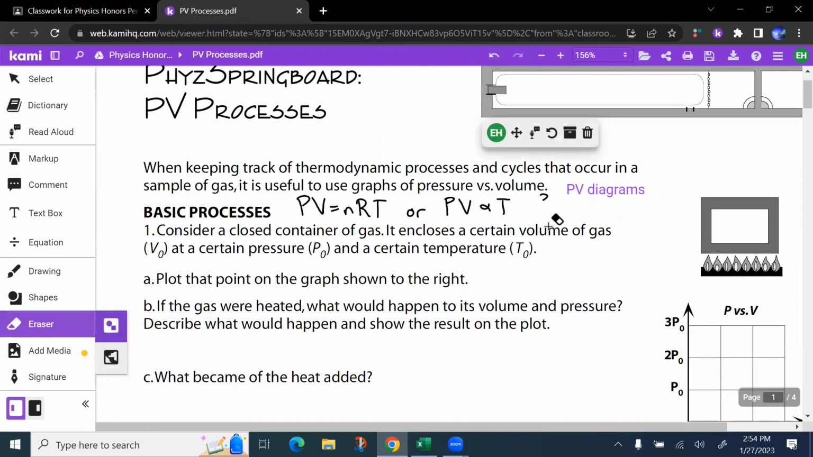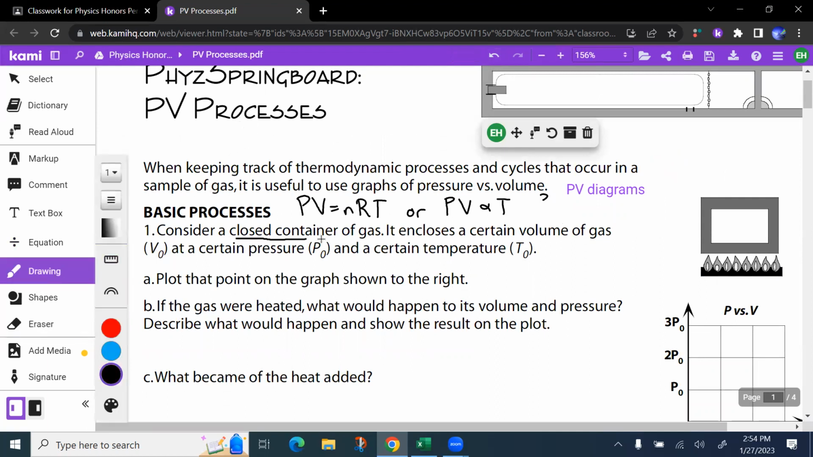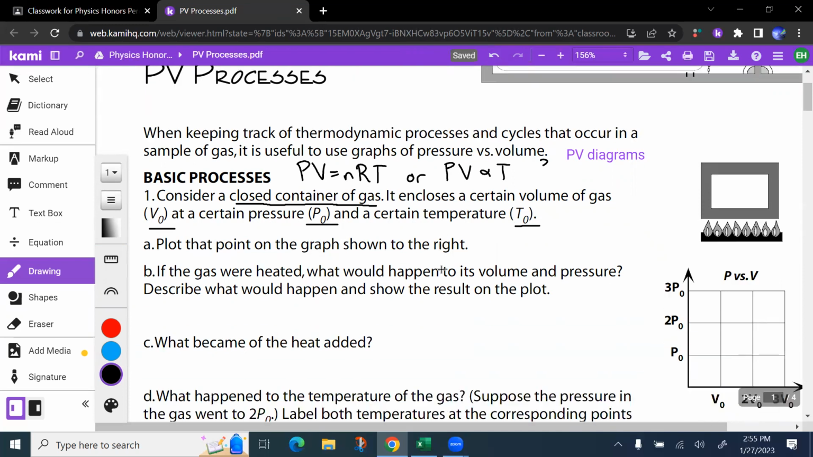Basic processes. Part 1. Consider a closed container of gas. Right away, closed container means that the volume cannot change. It's a fixed volume, and you can see a picture of it over here on the side. It encloses a certain volume at V naught, a certain pressure at P naught, and a certain temperature at T naught. Part A, plot the graph to the right.